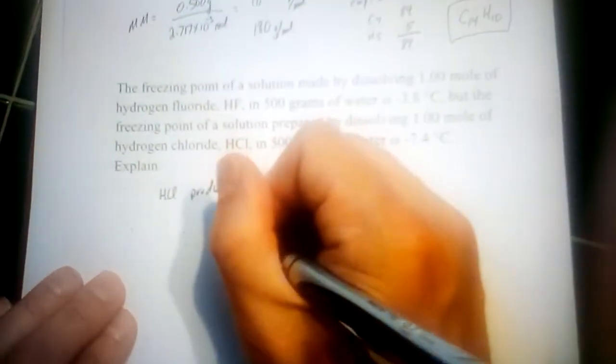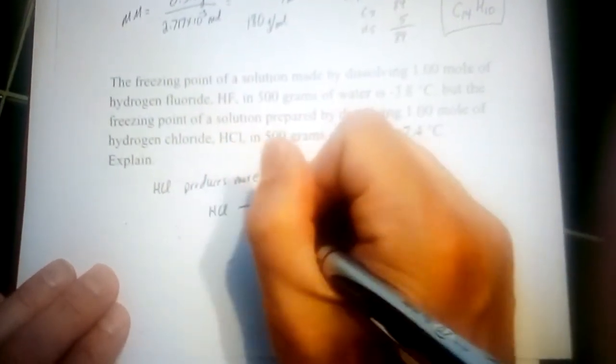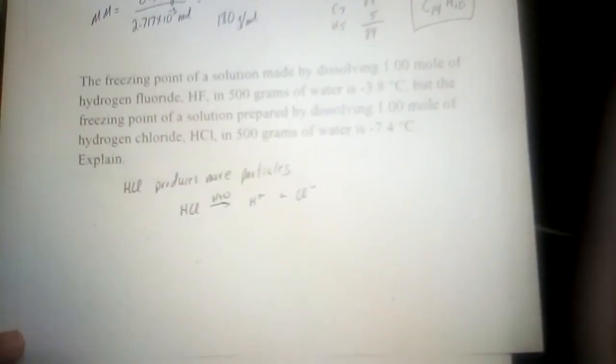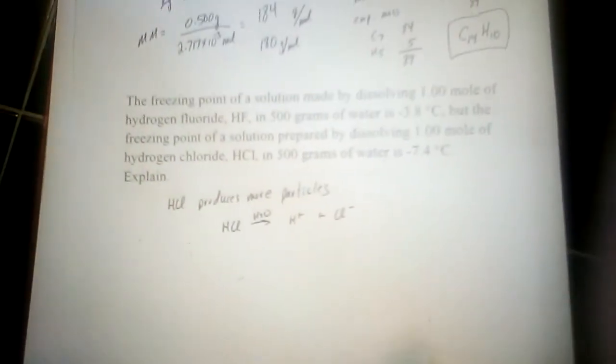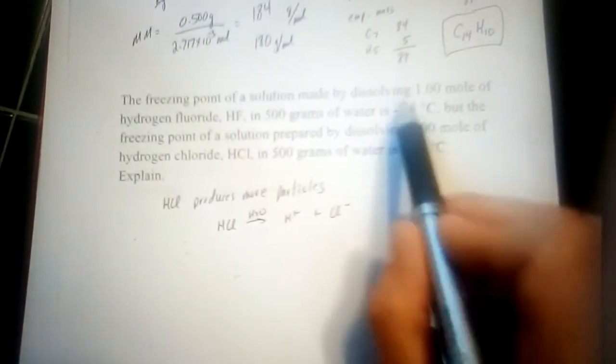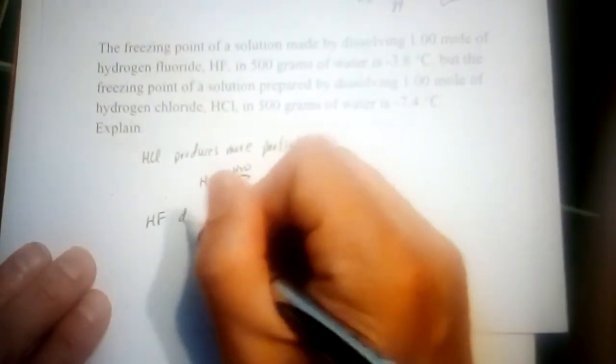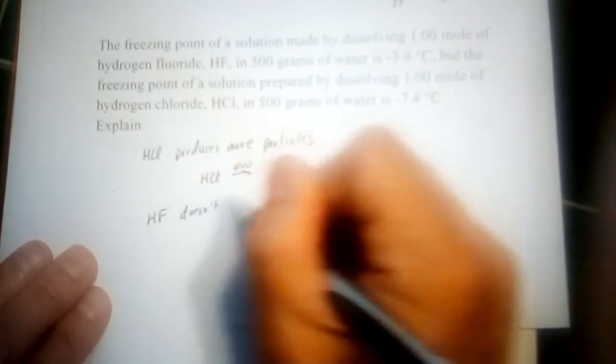And in fact, what happens when HCl is dissolved in water is primarily it splits apart into H plus and Cl minus. So it's pretty much making 2 pieces when we put it in the solution. Now, the fact that HF has a much lower number, in fact, it's close to half, right? It's just a little more than half of what the value for HCl is. HF must not be making more particles. So HF doesn't break into particles.